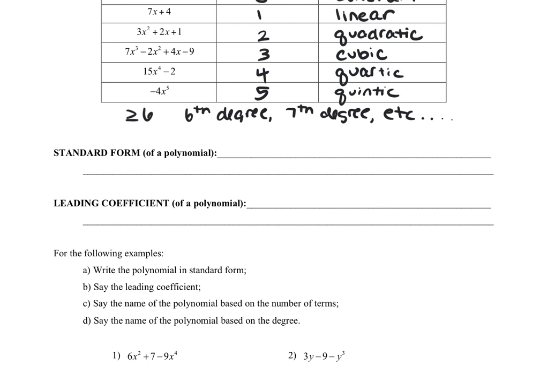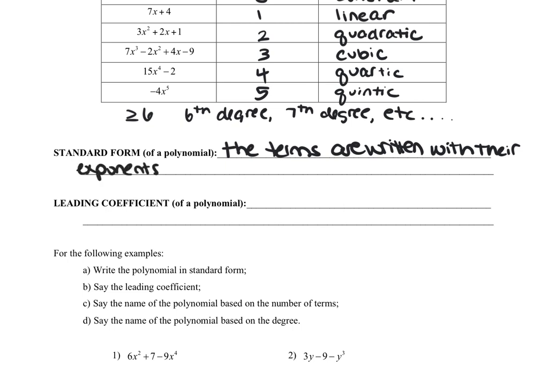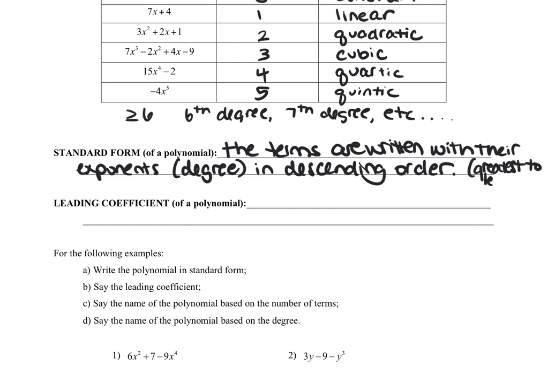So what is standard form? Standard form of a polynomial is when the terms are written with their exponents, and in parentheses I'll write the word degree, in descending order. The terms are written with their exponents in descending order. So what that means is from greatest to least.